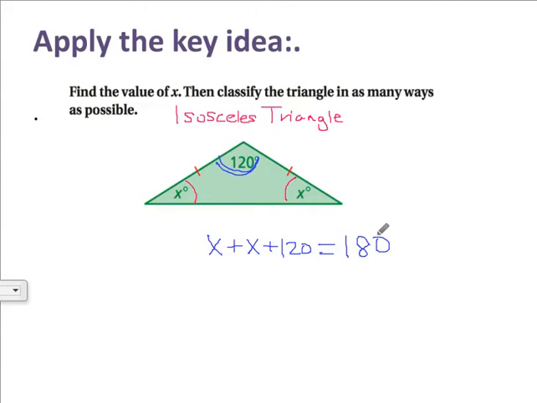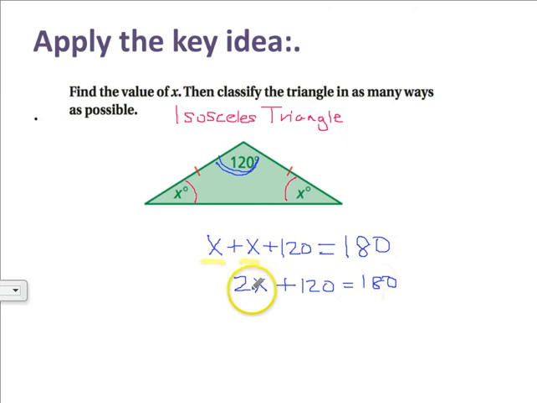Now let's keep continuing with what we learned in Unit 1 to solve for a variable. We need to combine our like terms. So we've got two x terms, which means those are like terms, so I can go ahead and add those together. An x plus an x would give us 2x plus 120 equals 180.